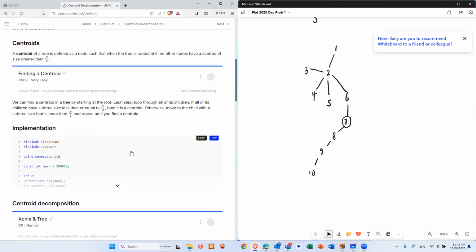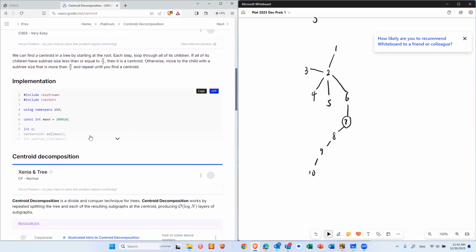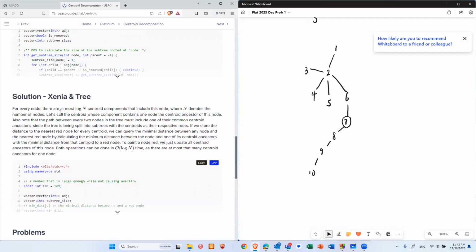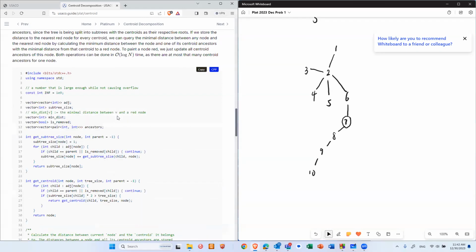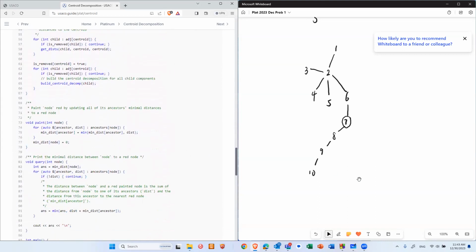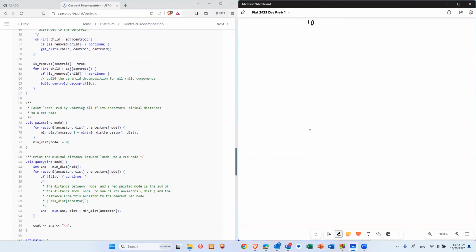Okay, so the centroid decomposition basically goes like this. Let's take this as an example. What does a centroid do? If you have a tree, right?